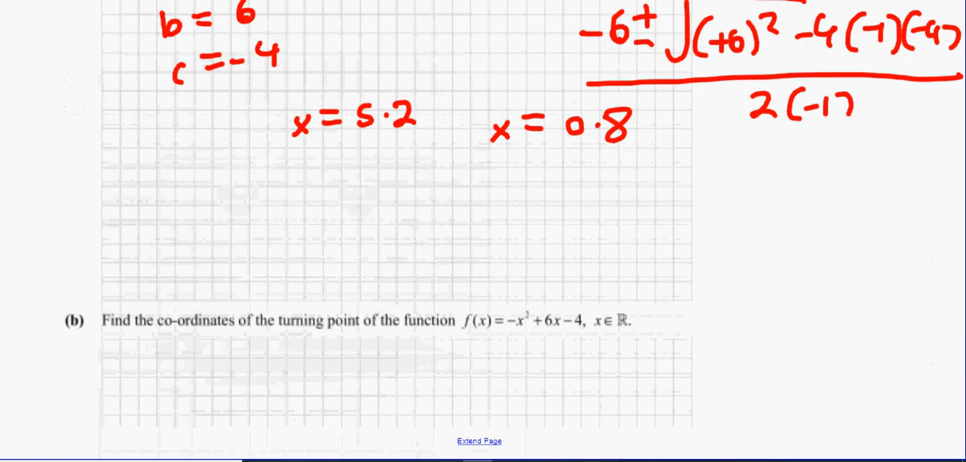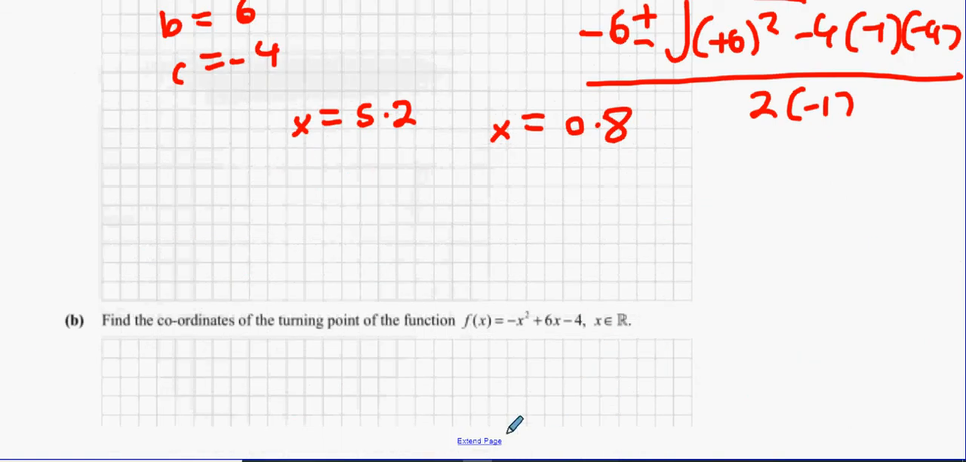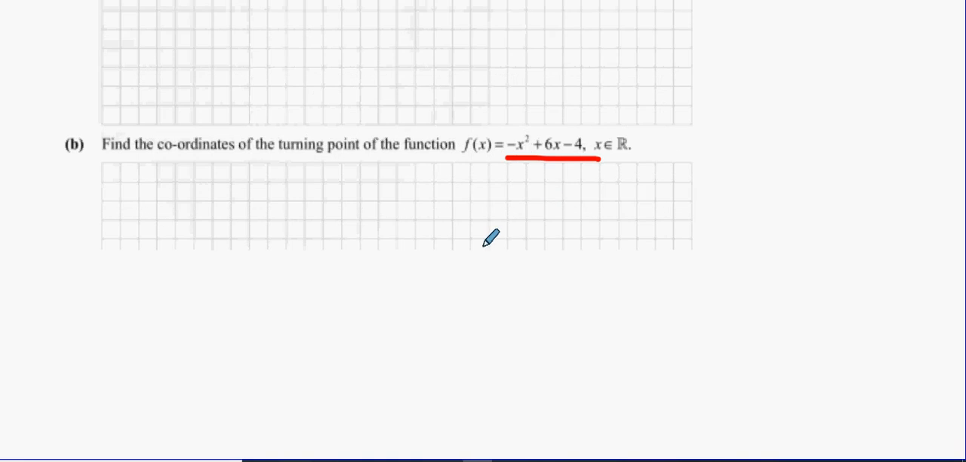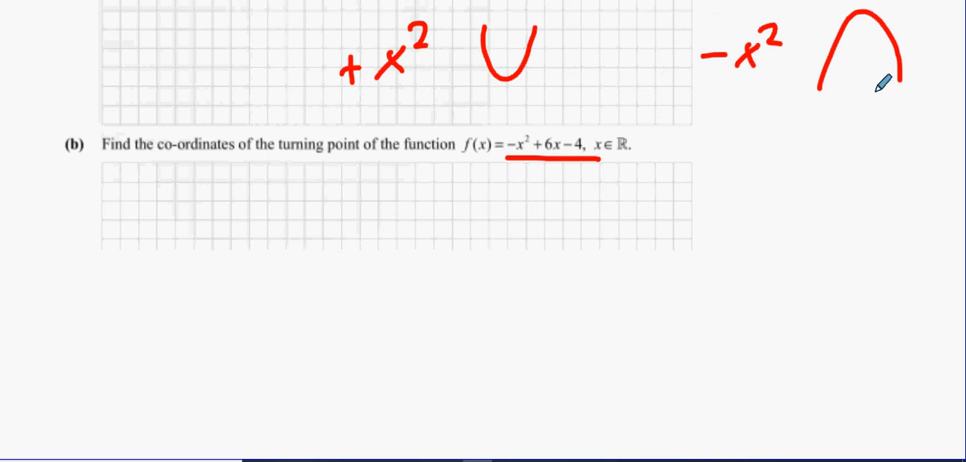The turning point of the function. Alright. Is this an N-shaped or a U-shaped graph? N-shaped or U-shaped? Minus x squared. And minus x squared is negative, so N-shaped. If it's a plus x squared, it's U-shaped. If it's a minus x squared, it's N-shaped. If it's a plus x squared, it has a minimum. If it's a minus x squared, it has a maximum.